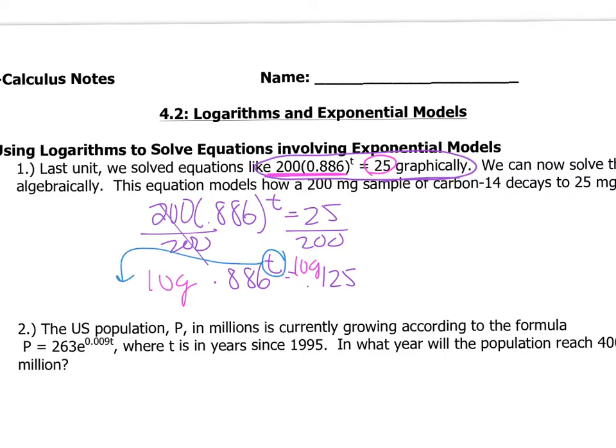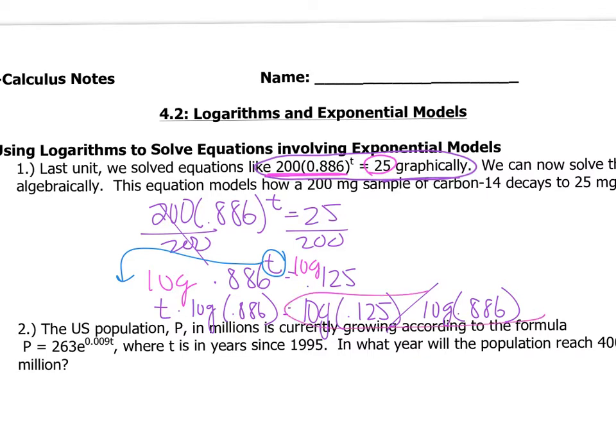Taking that exponent out to the front, that gives me t times the log of 0.886 equal to the log of 0.125. Then to solve for t, I would divide both sides by the log of 0.886. From there, enter this on your calculator to get your value of t, which is about 17.18.